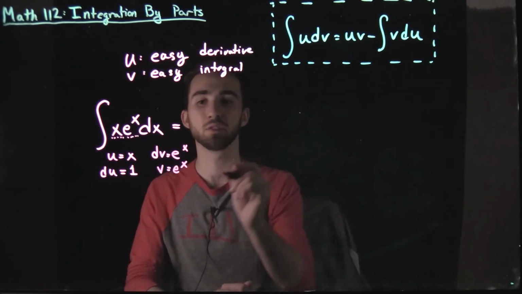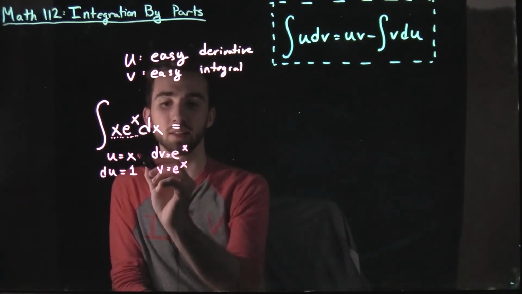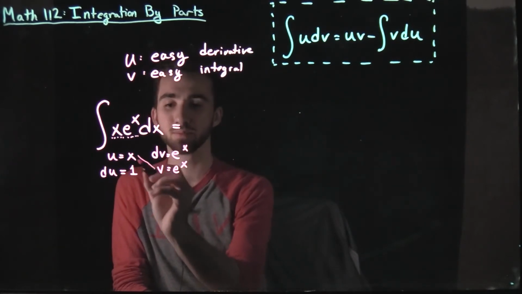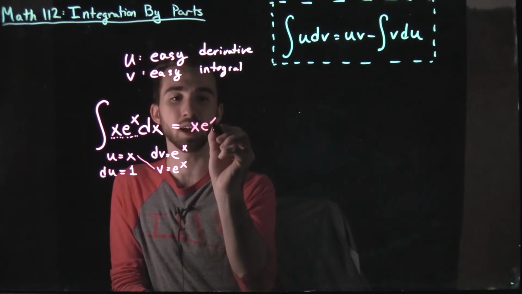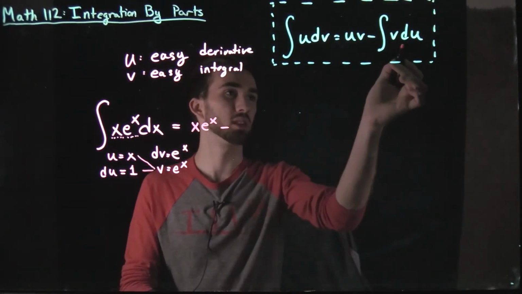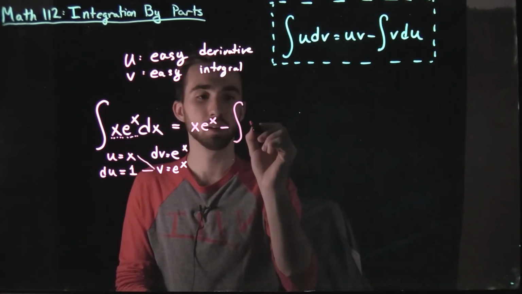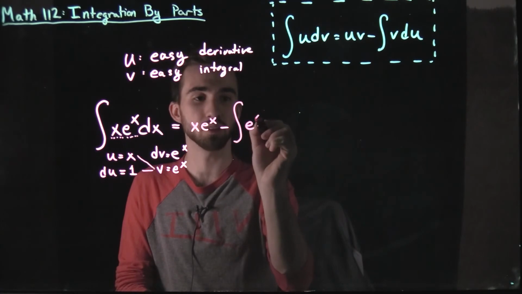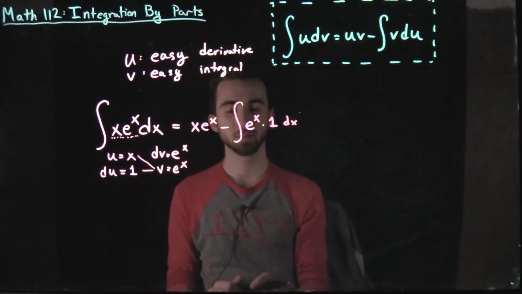Now we plug into the formula. The first part is u times v. I like to draw this little triangle when I do it. So u times v is x e to the x, minus the integral of v, we'll say first, times du, and then dx.